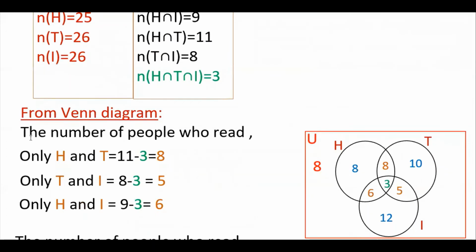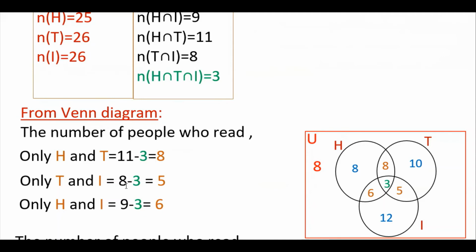And here you have to find the number of people who read only H and T. That means you have to find this value. Only H and T, that is, sorry, this is n(H ∩ T) equal to 11. So 11 minus 3. You have to subtract 3 from this 11. H ∩ T means the full value. So 11 minus 3, that is 8.